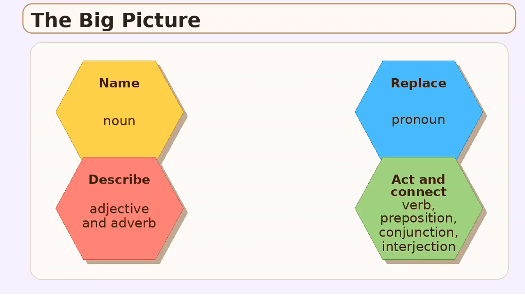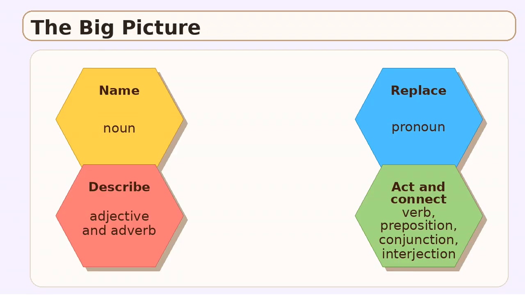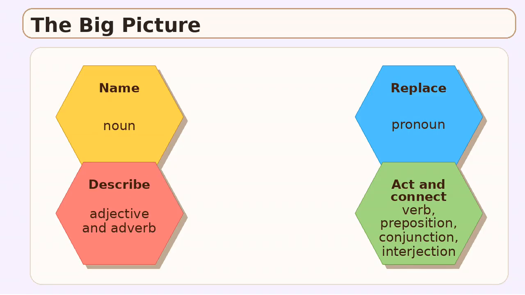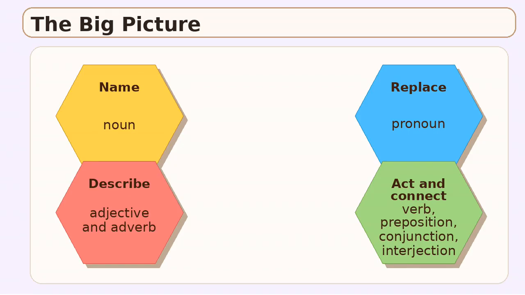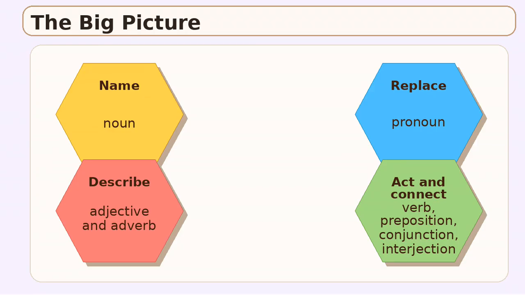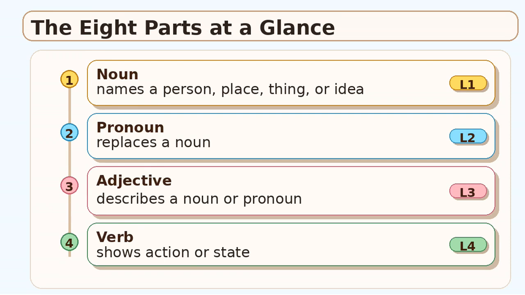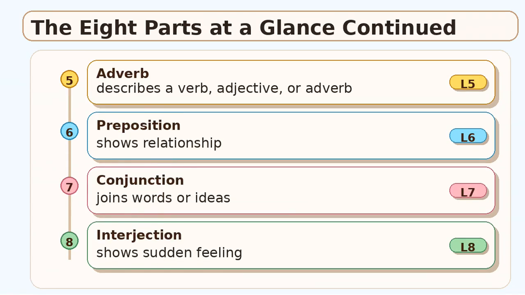Think of parts of speech as the main job categories of English words. Every word in a sentence is doing something. Some words name, some replace, some describe, some show action, and some connect ideas. Here is the first half of the map we will follow in this lesson. These 4 parts of speech appear again and again in everyday English, so learn their jobs clearly. Now look at the remaining 4 parts. These help us add detail, show relationships, join ideas, and express sudden feeling.